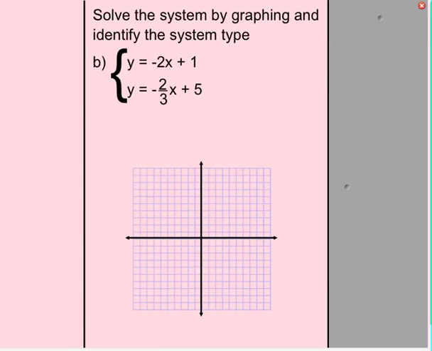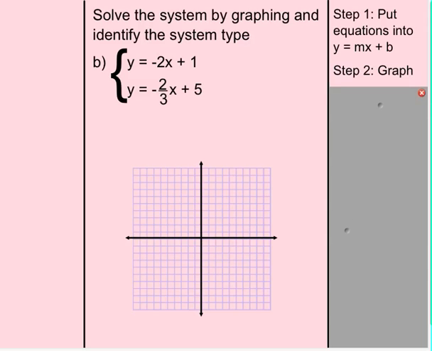Let's take a look at one more in this video. Put the equations into slope-intercept form. Mine already are. So I'm going to start by graphing. I'm going to call this my blue line. So on the y-axis, I'm going to go up 1 for my y-intercept. And my slope is -2 over 1. So I can fall 2 and run to the right 1. Or go up 2 and left 1.